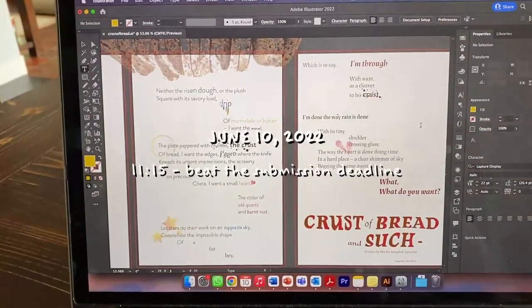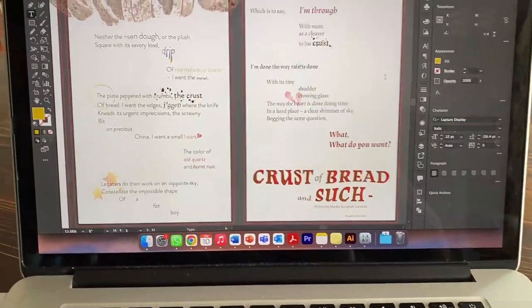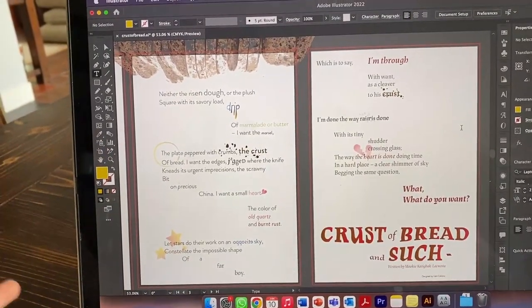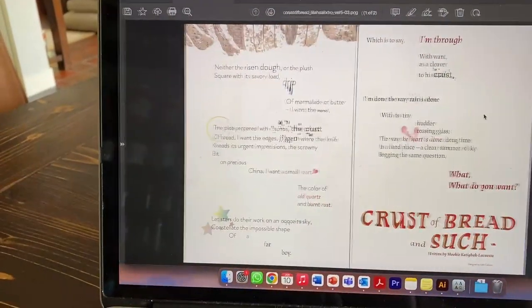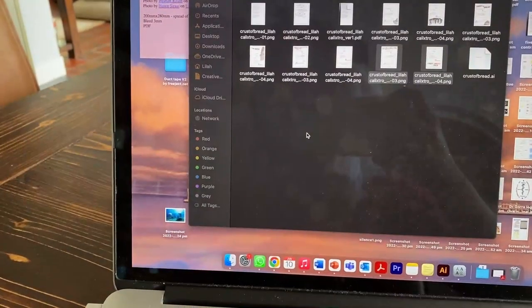Okay, so I can't properly talk right now, but this is what I have so far of what I did with the poem, and I think I'm done. I don't want to do any more. Let me show you some previous stuff, how they looked.